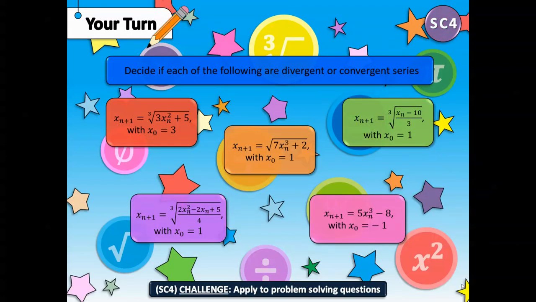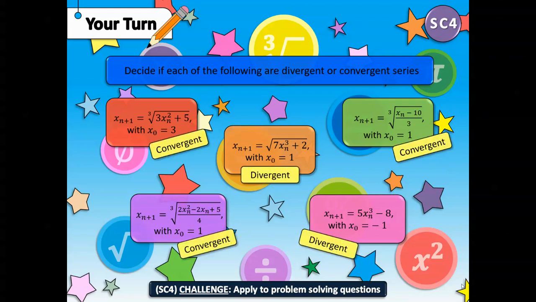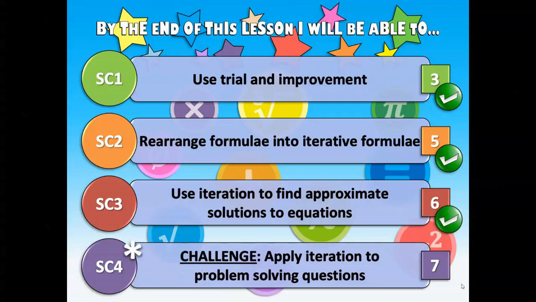Here's some questions for you to have a go at. Pause the video, and when you're ready to see what you should have done, press play. So here are your answers. So you can mark those. And now we've completed success criteria 3.